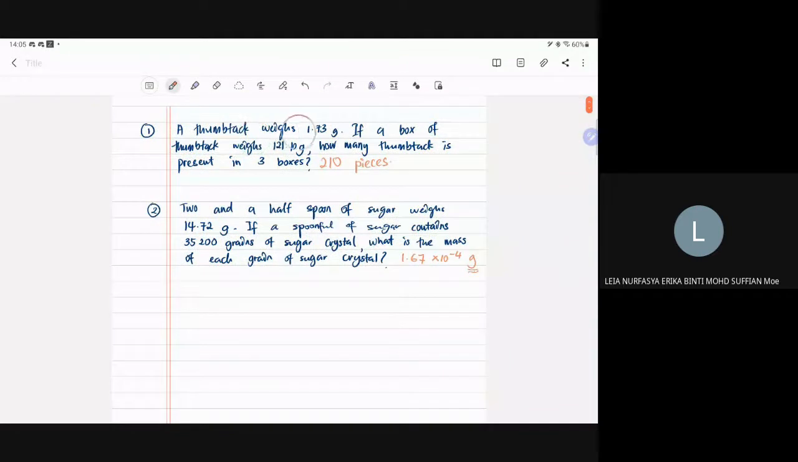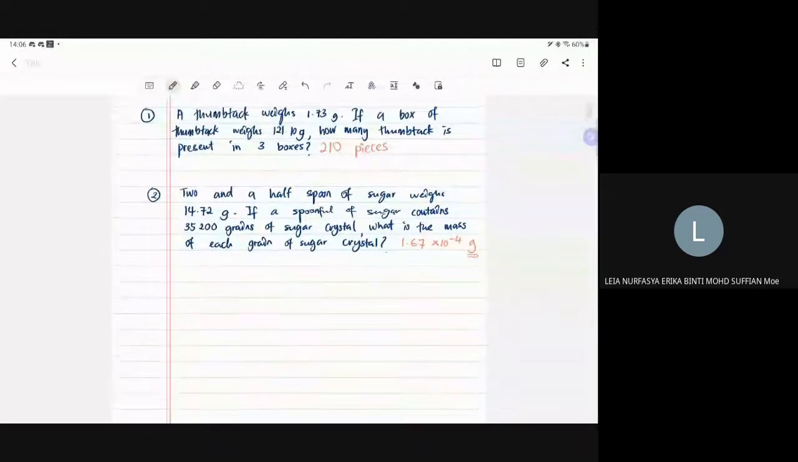Nombor 1 very simple. Dia bagi tahu jisim 1 thumbtack ni, jarum yang tekan tu, 1.73 gram. Satu kotak 121. Jadi kita boleh kira daripada sini dalam satu kotak ada berapa. Ini bahagi ini, dapat bilangan dia. Kemudian dah dapat bilangan itu, kita darablah dengan 3 dapat yang ini. Okey, itu yang nombor 1, senang je.